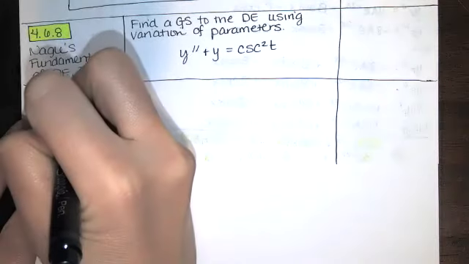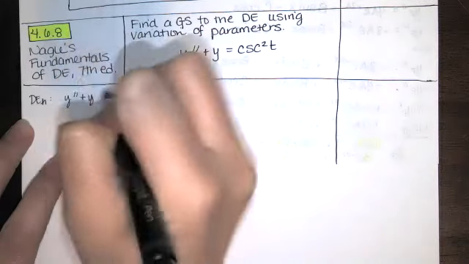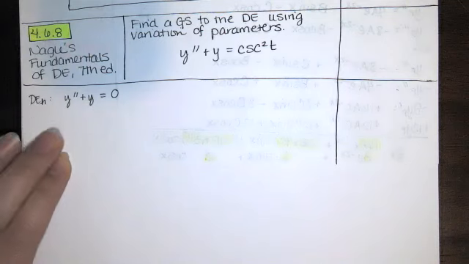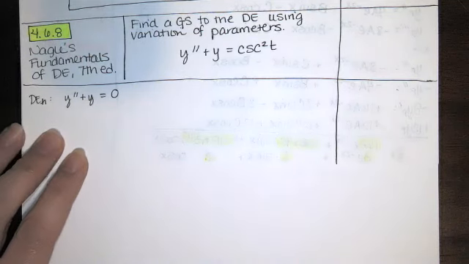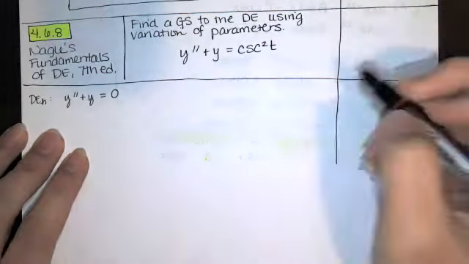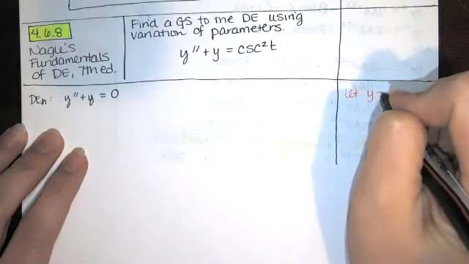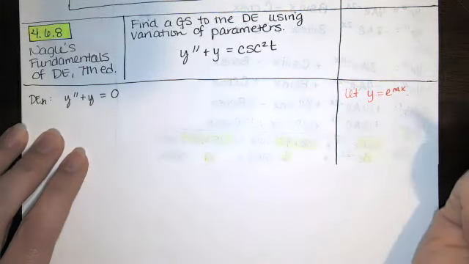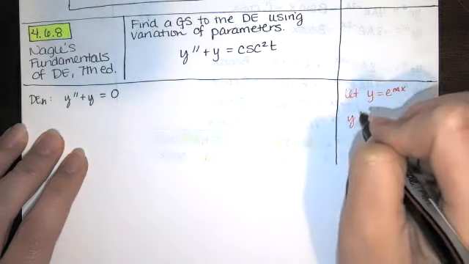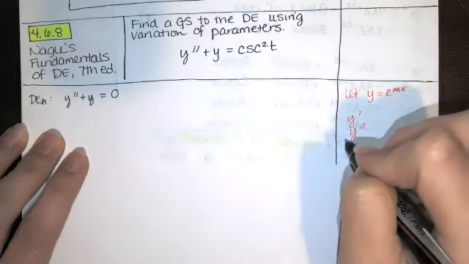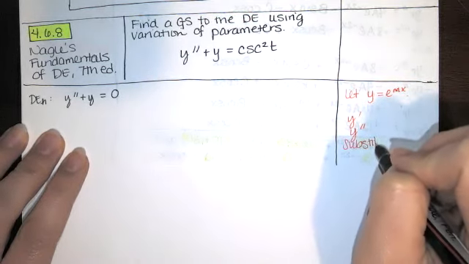So let's do that. Got y double prime plus y equals 0. And since this differential equation has constant coefficients, we're going to let y equal e to the mx. Now it's second order, so we just need a y prime and a y double prime, and then we'll substitute into the DE.